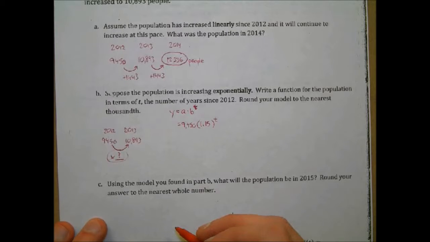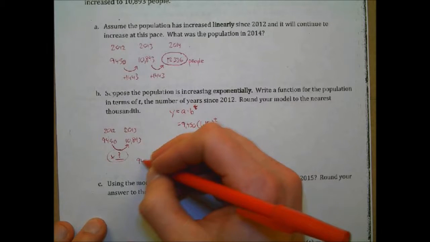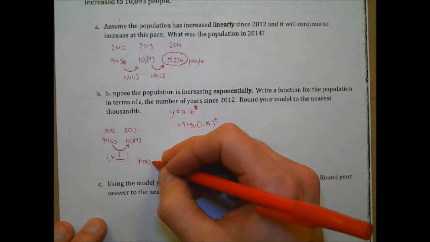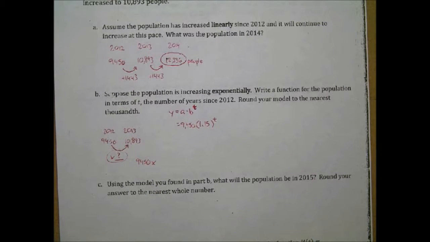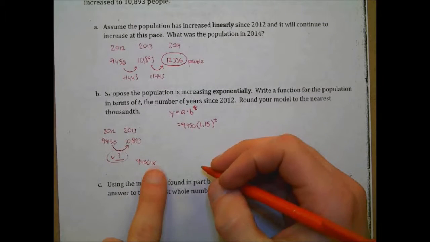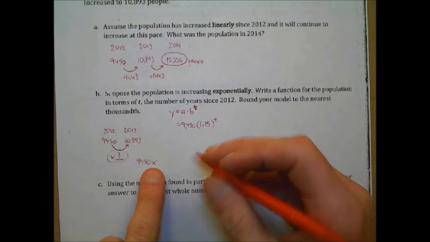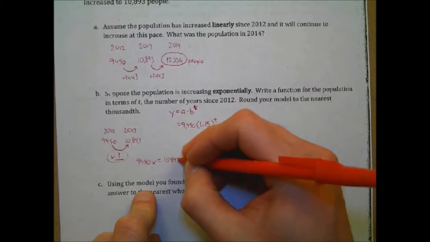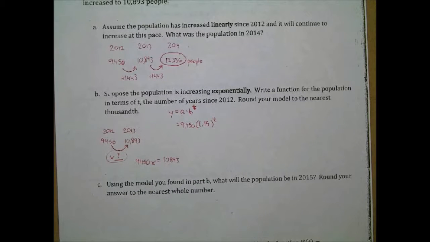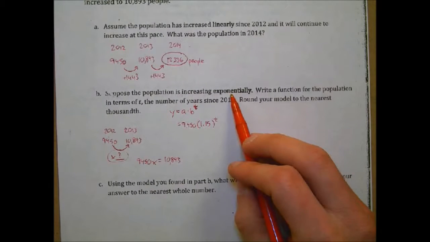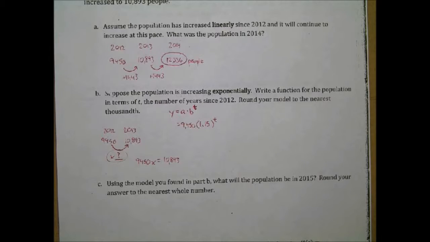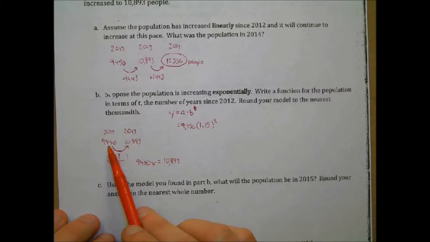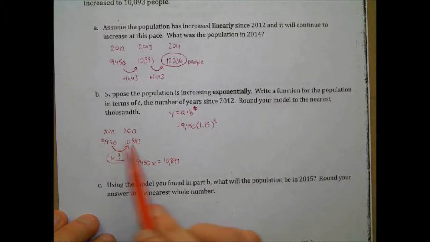So we're going to figure that out by taking 9,450 and multiplying it by some unknown number, x. We don't know our common ratio here, so I'm just going to say it's x. And we know we're going to end up with 10,893. Again, we're saying this relationship is exponential. Exponential means you're multiplying by the same amount each time. To get from here to here, I've got to figure out my common ratio. So I'm taking 9,450 times the unknown common ratio, and I get this.